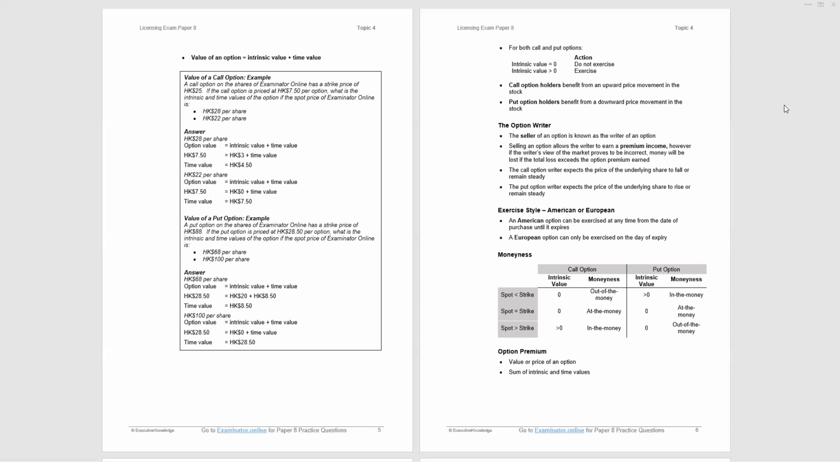So a call option on the shares of Examinator.online has a strike price of $25. That means that if you buy the call option, you have the right to buy the underlying share at 25. If the call option is priced at $7.50 per option, what are the intrinsic and time values of the option if the spot price is $28 a share or $22 a share?